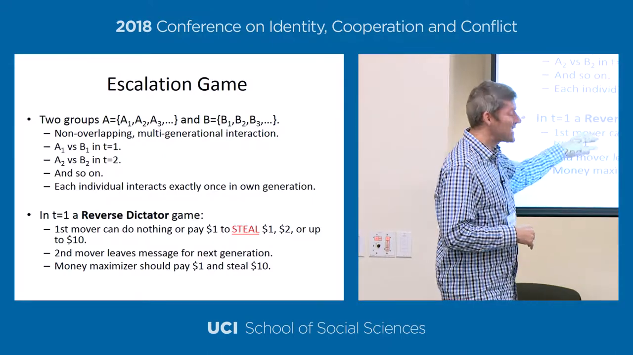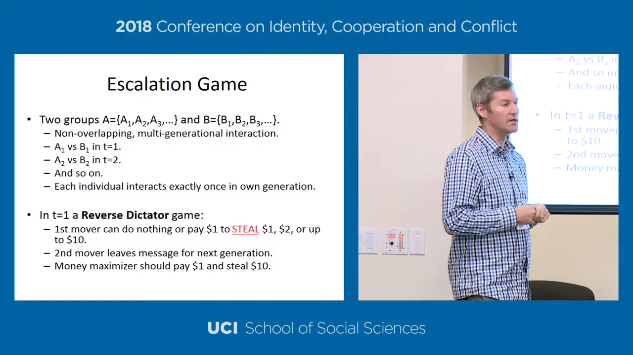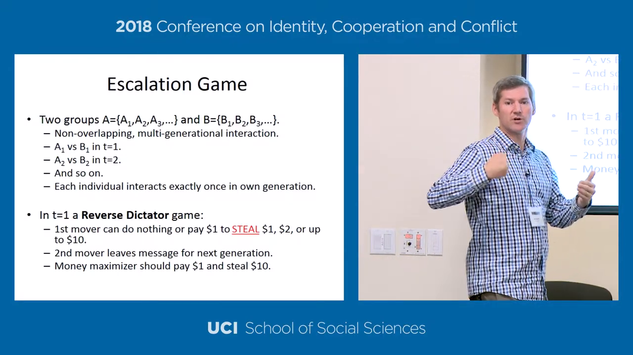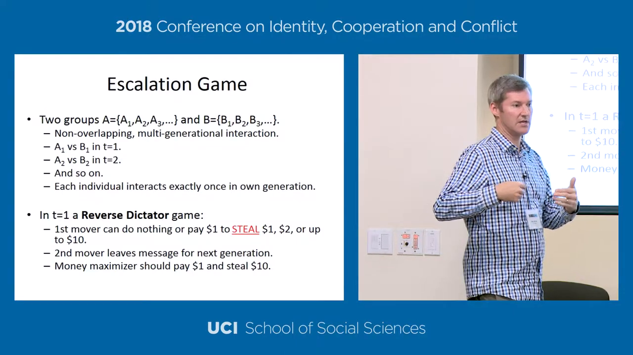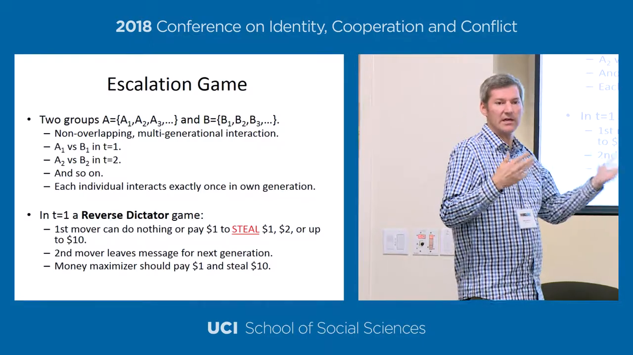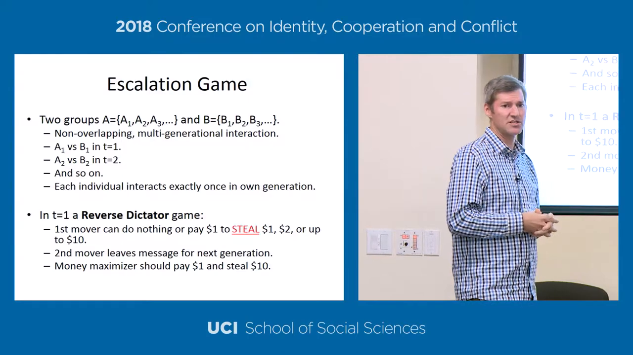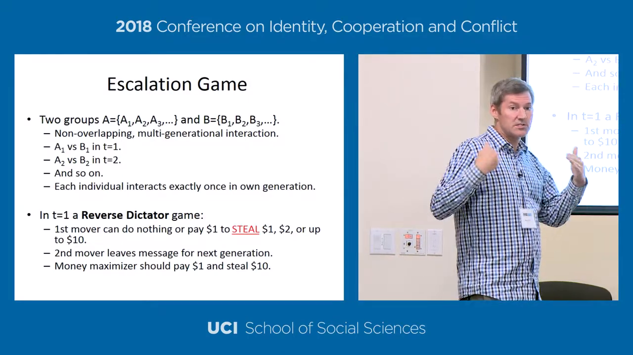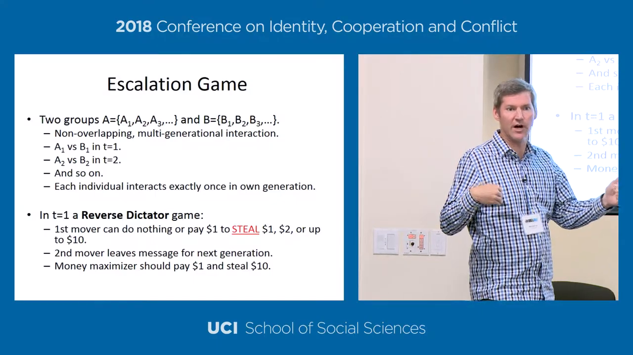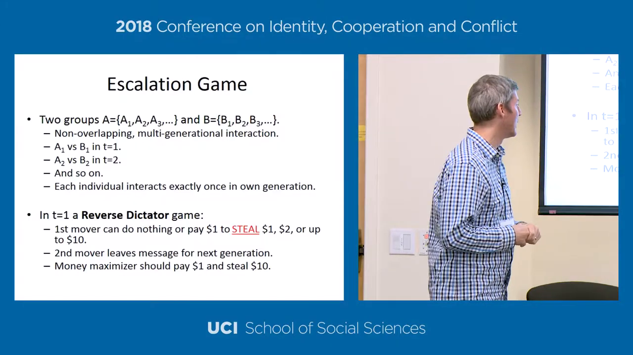And then the second mover from the other group, who may or may not have been a victim in the first period, will then leave a message for the next generation person in her group. In the experiment, I'll show you exactly what that message looks like. In the theory, we can allow it to have a pretty general structure, but you might imagine the message could be something like, they stole from me $8. Or something. You should punish them. You should punish the other person in your round or something. That's kind of what we're envisioning.